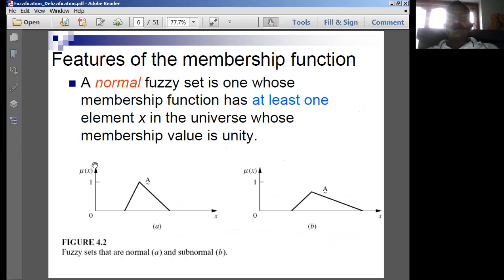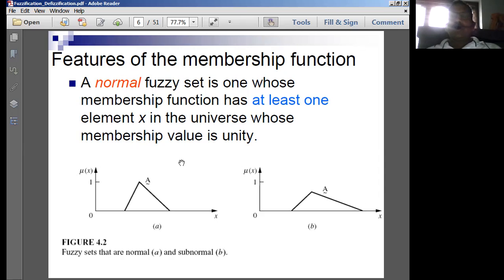A normal membership function is one where there exists at least one element of X whose membership value is unity. Suppose you have a fuzzy set A. In that fuzzy set A, you have many generic values, and if at least one membership value is equal to 1, then such a membership function has a feature called the normal membership function feature.